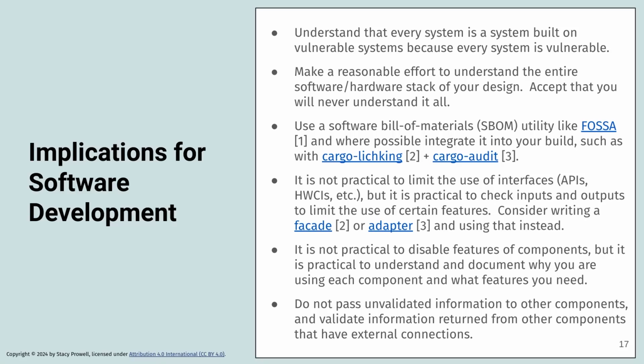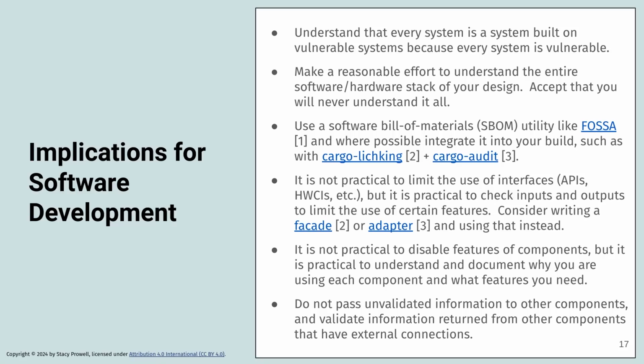And there's stuff that will help you do it. There is software that will produce a SBOM, a software bill of materials, and you can integrate that into your build. So for example, when I'm building with Rust, I use Lich King, which checks my libraries, and Cargo Audit, which audits all the libraries I'm using to warn me if there's a vulnerability somewhere in that chain.